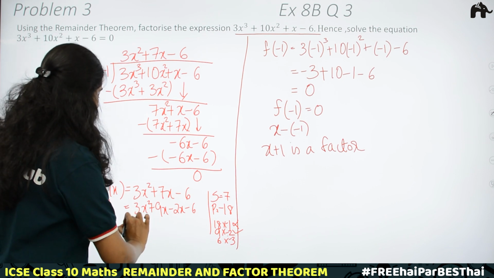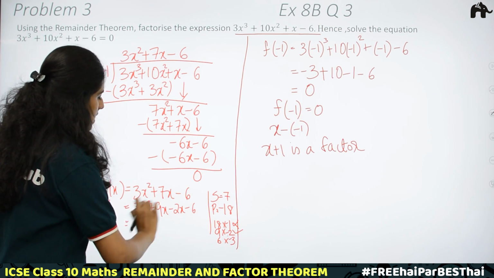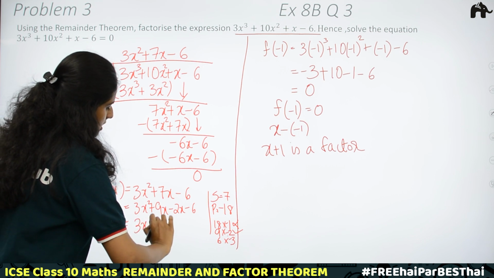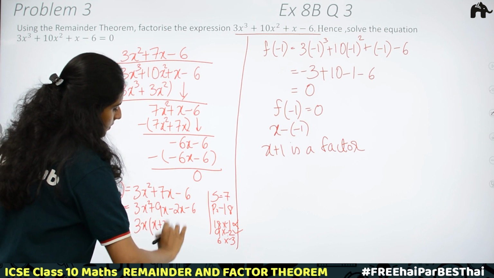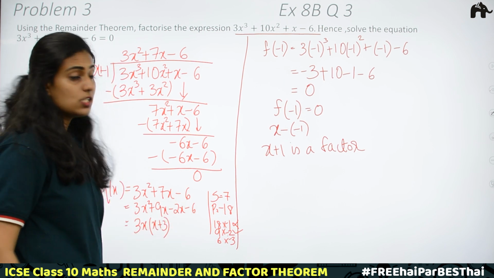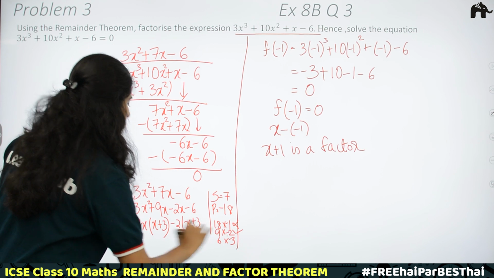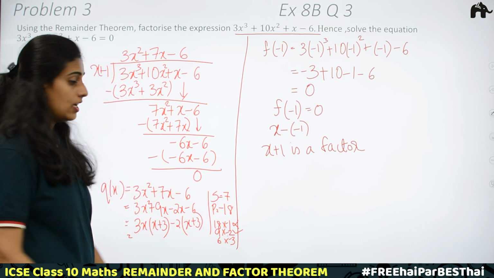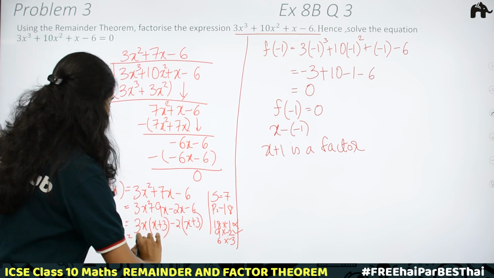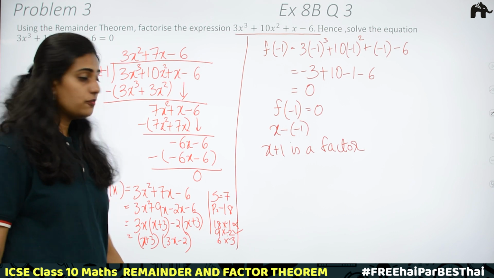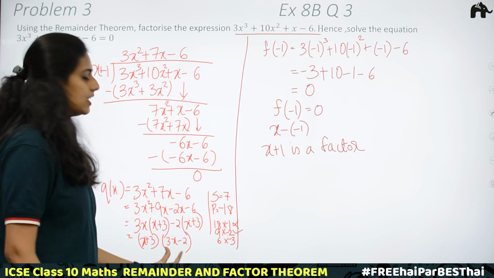Now, taking common, this is equal to, from 3x square and 9x, we can take 3x common, remaining we have x plus 3. From here, we can take minus 2 common. Again, inside the bracket, we have x plus 3. That is equal to, taking x plus 3 common, x plus 3 into 3x minus 2. We got two factors, that is x plus 3 and 3x minus 2.